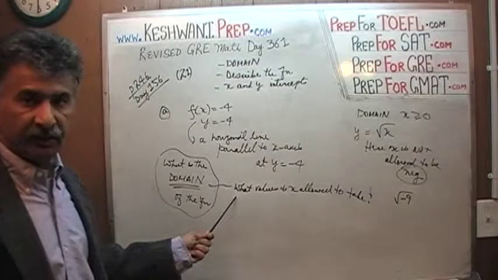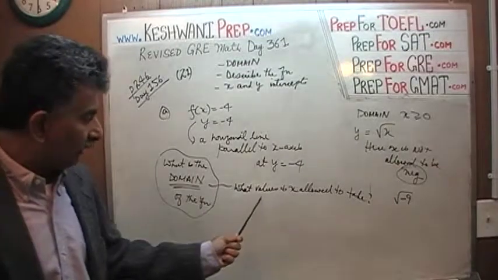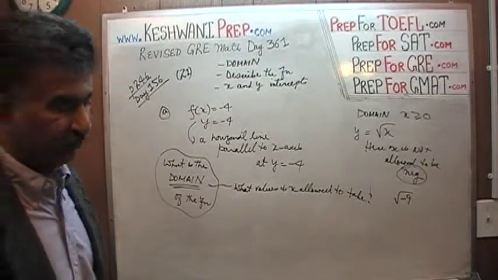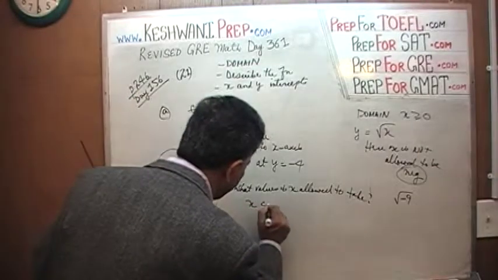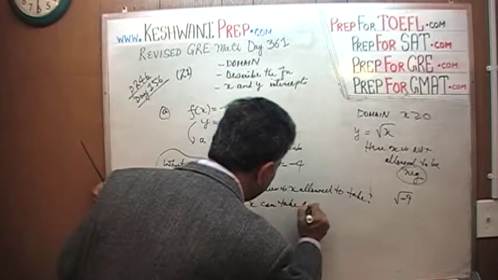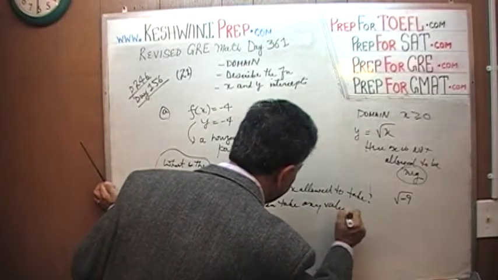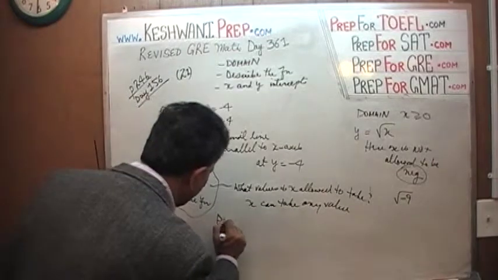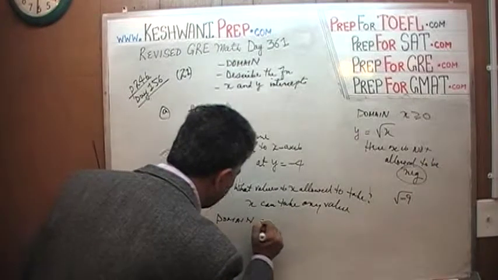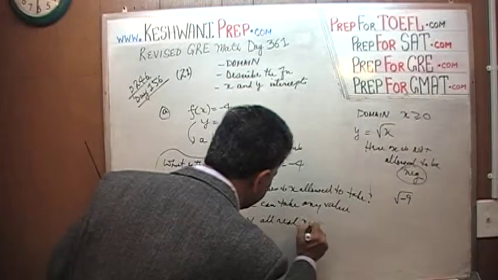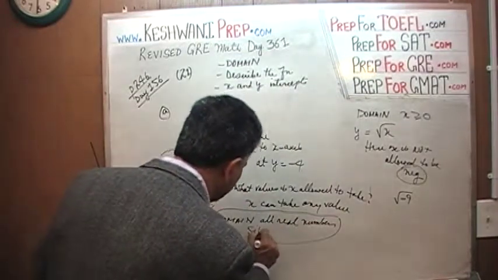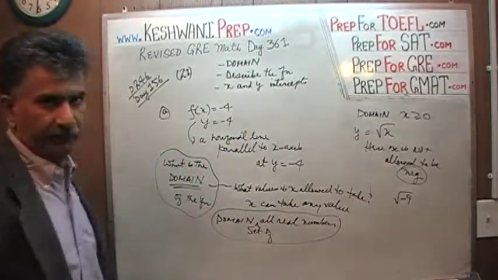Is there any restriction here? The answer is no. What values is x allowed to take? The answer is x can be any value it wants to be. And how do we say it in mathematical language? We say the domain is all real numbers. Domain is the set of all real numbers.